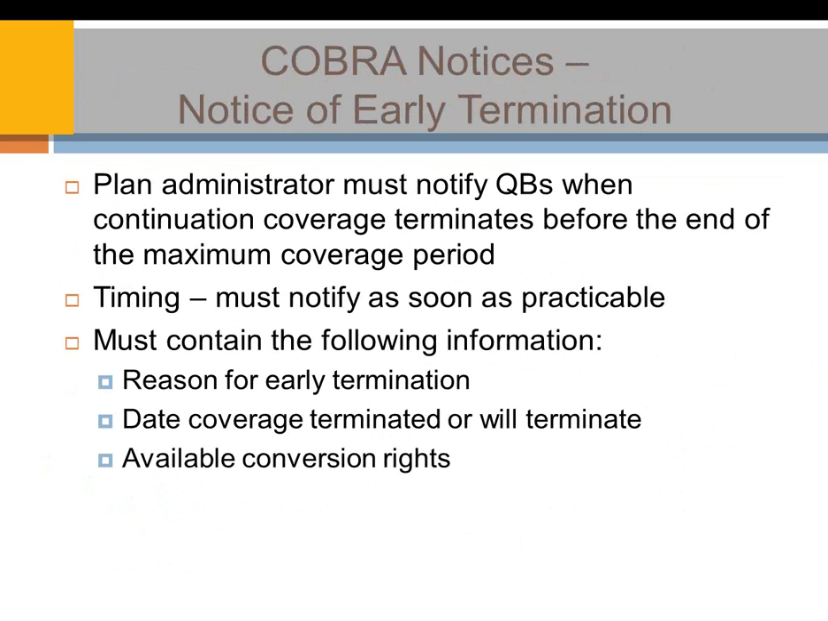Notice of early termination. A plan administrator must notify qualifying beneficiaries when continuation coverage terminates before the end of a maximum coverage period of time. There is different timing again with this, and you also have to tell them why they're being terminated early from COBRA. So there's different reasons in there. The date of the coverage needs to be involved, and then if there are conversion rights, you need to notify those. There are new notices that are going out that a lot of times include the ACA or exchange information about how they can enroll in individual exchange that are required inside of these notices as well.